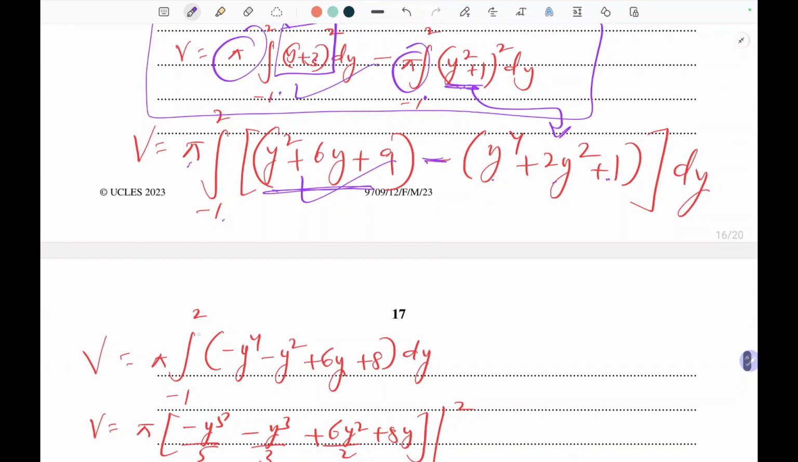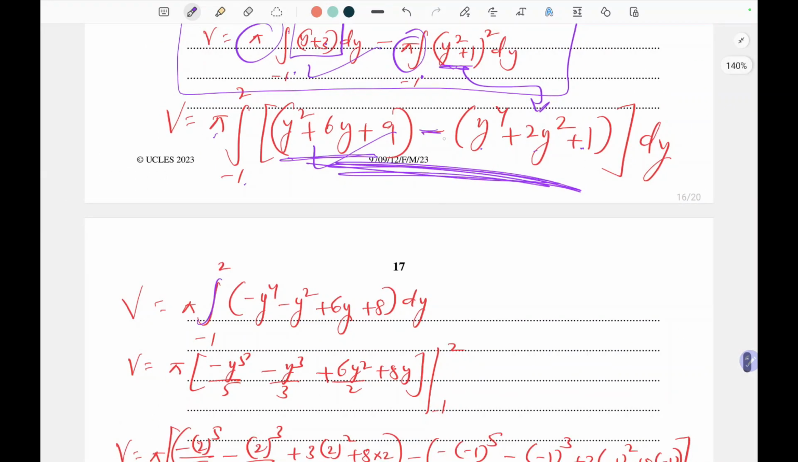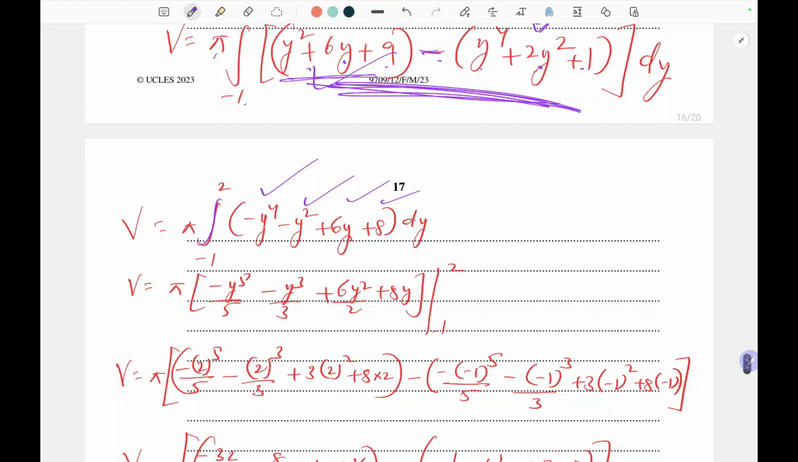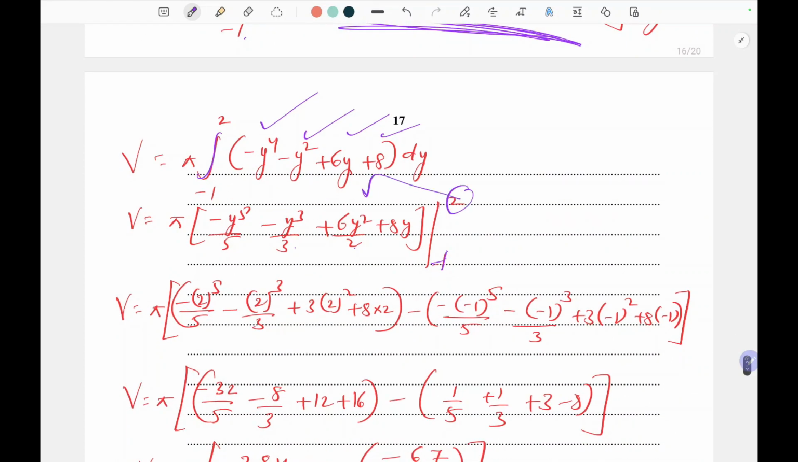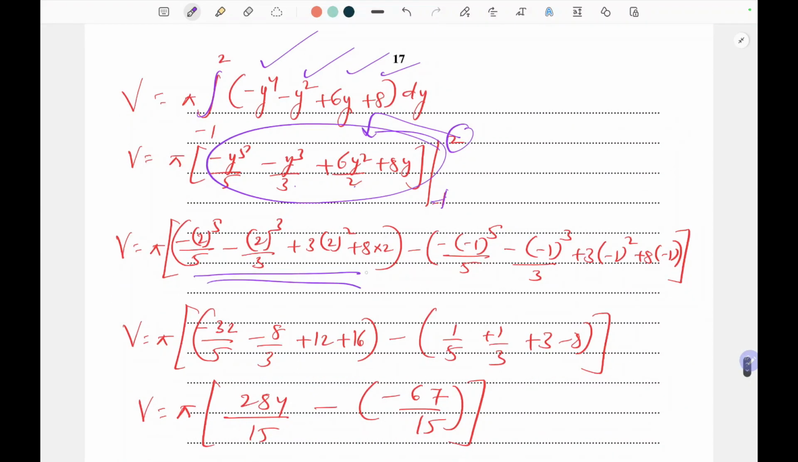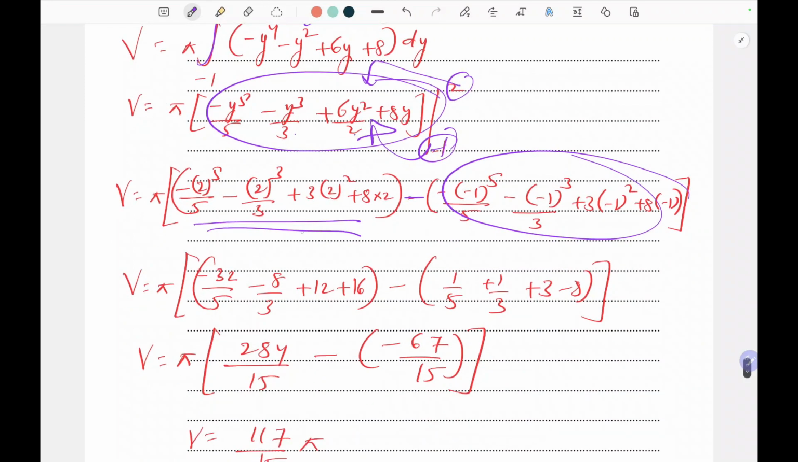Now pi is outside, minus 1 to 2. And just write properly. So minus y to the power 4, which is here, minus 2y squared and y squared, minus y squared, 6y, 9 minus 1, which is 8. Now integrate. So minus y to the power 5 over 5 minus y cubed over 3 plus 6y squared over 2 plus 8y, from minus 1 to 2. So just put y equal to 2 in this, which is this one. Then minus sign, put y equal to minus 1 in this, which is this one. Calculate carefully. I got 284 over 15.